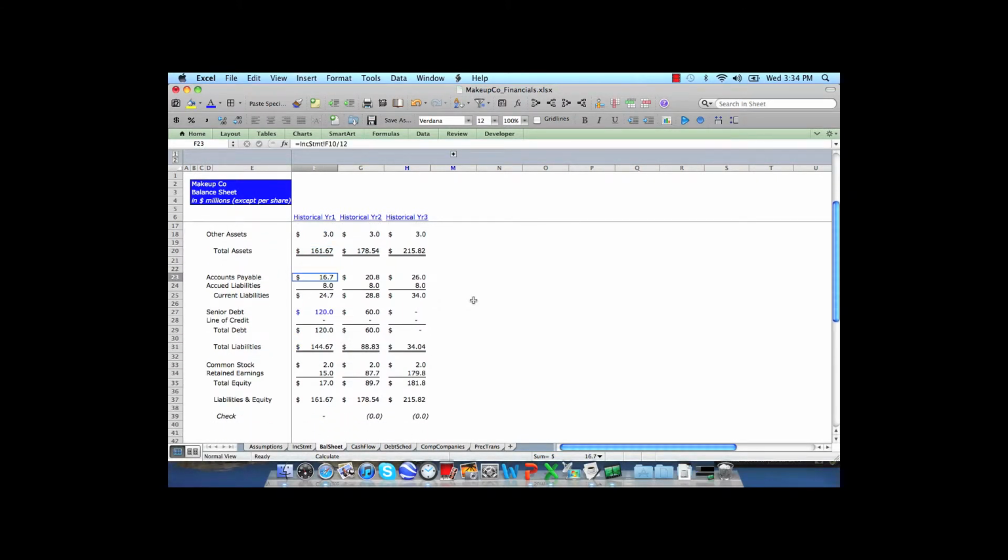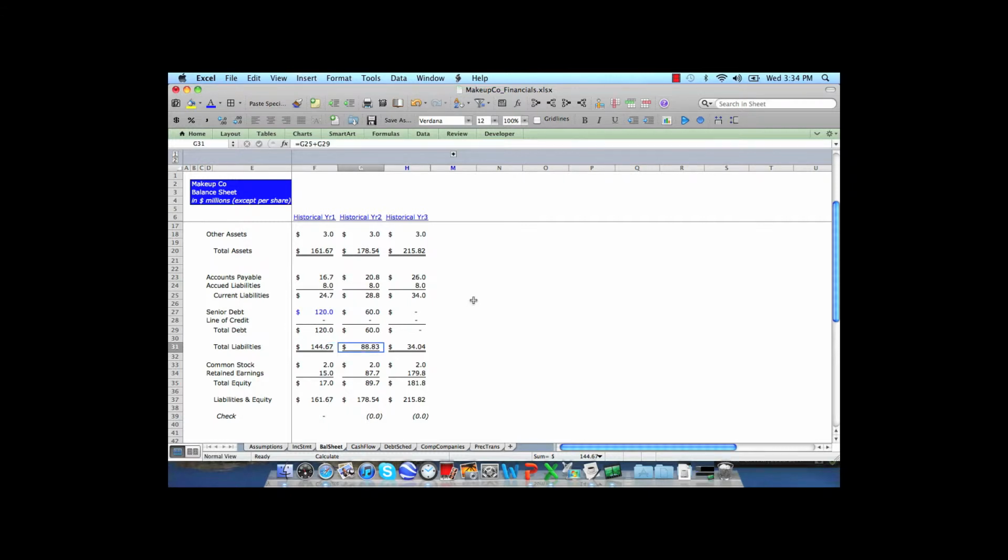We then move down to the liabilities side. Payables, like receivables, are often tied to some sort of days on hand, days paid. So you can see in this case, we're assuming that we take 30 days, or 1 month, to pay our vendors. Debt, I just made up some numbers here for Makeup Co, but let's assume that they started with a $120 million loan, and you'll see some activity on the cash flow statement. But basically, they paid down half of it in year 2, and by year 3, it was all gone. They did not draw on a line of credit.